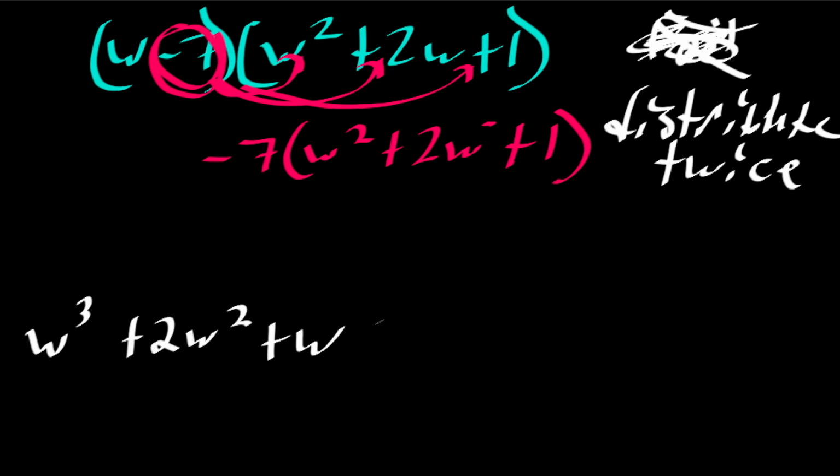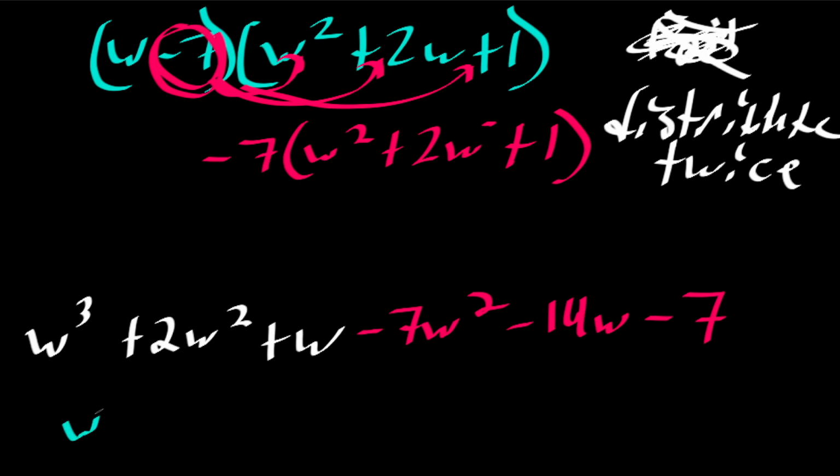So -7 times w squared would be -7w squared. -7 times 2w would be -14w. And then -7 times 1 would be -7. All right, so now we're going to end up combining our like terms.